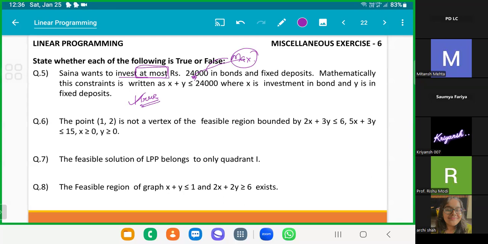The point 1, 2 is not a vertex of the feasible region bounded by this. You have to check whether it is not or yes. Solve this simultaneously, guys. Just solve this question simultaneously. 3, 2. Or you can directly substitute the values in this, right? So you'll come to know whether it is not or yes. Right? So if I substitute this 1 and 2, this is not a vertex. Right? So question says it is not a vertex, which is absolutely true. So the answer comes as true. It is not a vertex.